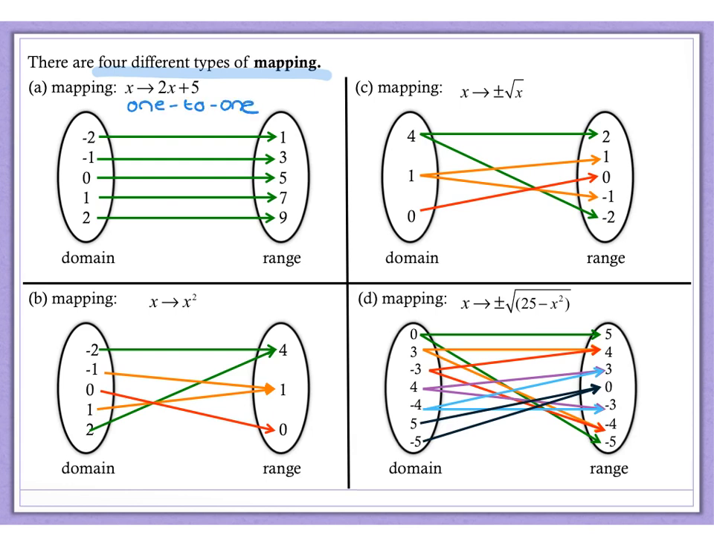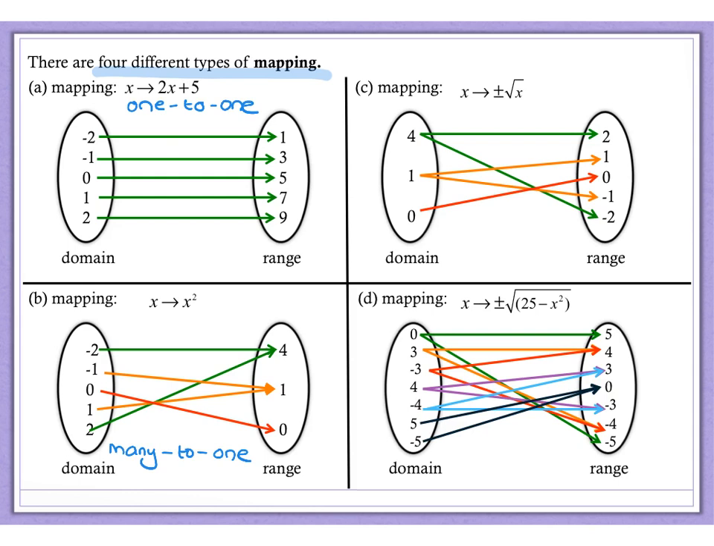For every input, there is exactly one output, so it's called one-to-one. The second example, in this case, sometimes some of the inputs map to the same output. So this is an example of what we would call a many-to-one mapping.